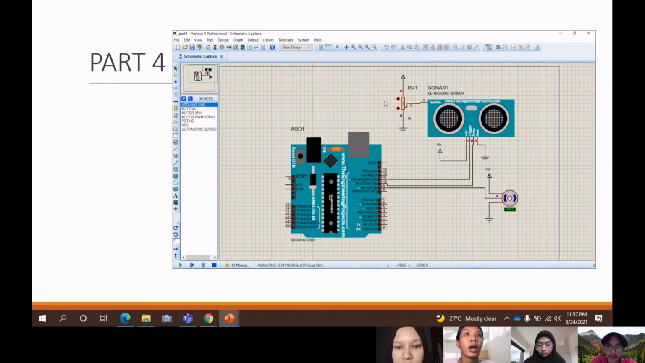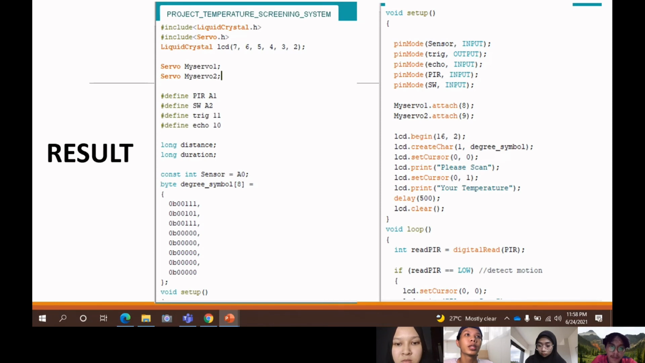Alright, as you can see, now in the simulation there is no people near the ultrasonic sensor. The door will be at negative 90 degree. And when there is people near the ultrasonic sensor, the door will move to negative 5 degree. So that is the basic concept of my part, which is the last part. So I will pass this presentation to Nur Susanna.